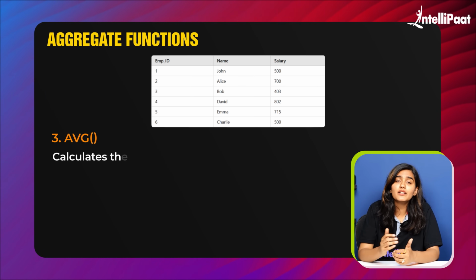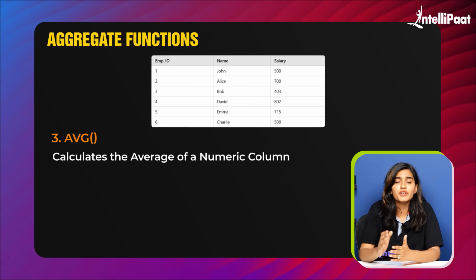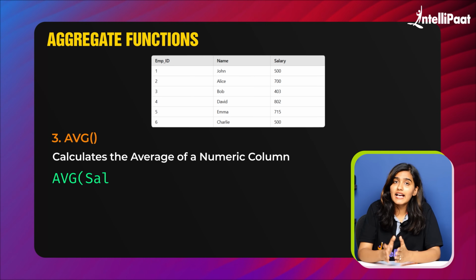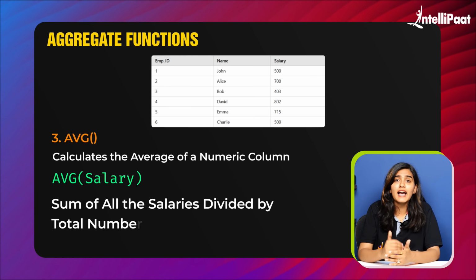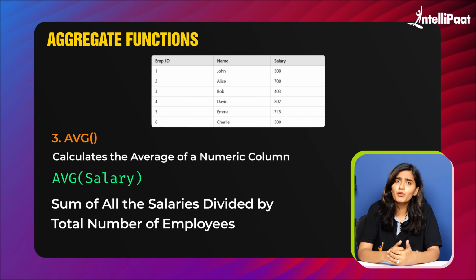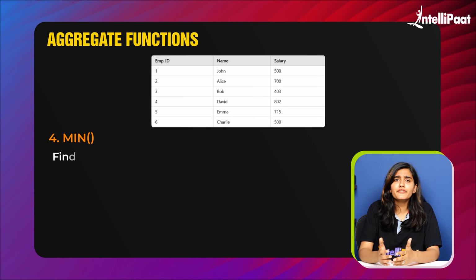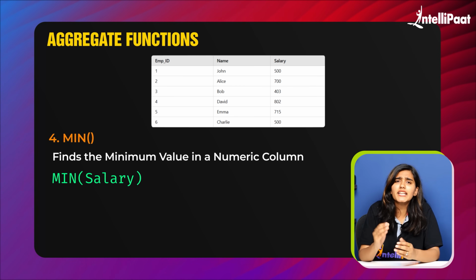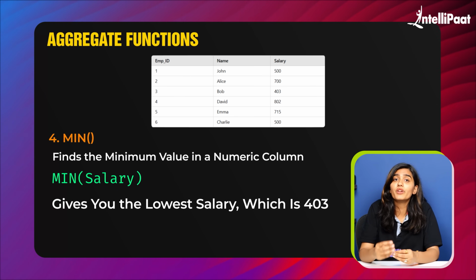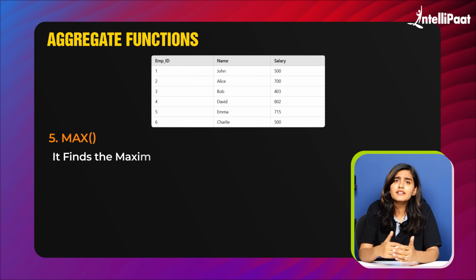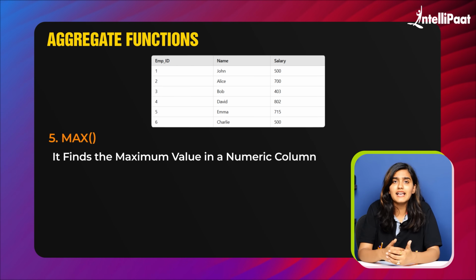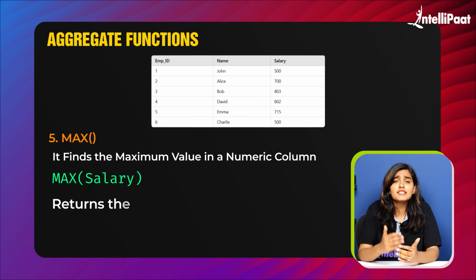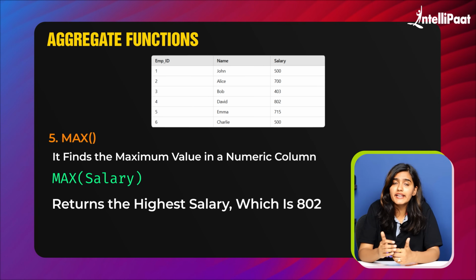Third, average. It calculates the average of a numeric column. For example, AVG in brackets salary is calculated as the sum of the salaries divided by the total number of employees. Fourth, min. It finds the minimum value in a numeric column. For example, min in brackets salary gives you the lowest salary, which is 403. Fifth, max. It finds the maximum value in a numeric column. For example, max salary returns the highest salary, which in our case is 802. That is all for the aggregate functions.